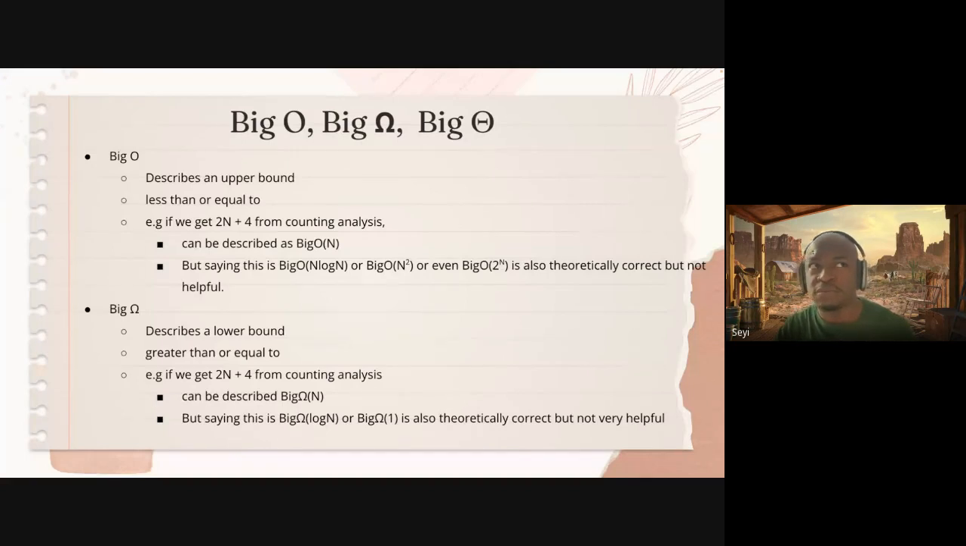So what is big O, essentially? Big O describes an upper bound. It means that this function is less than or equal to something. So let me give an example.